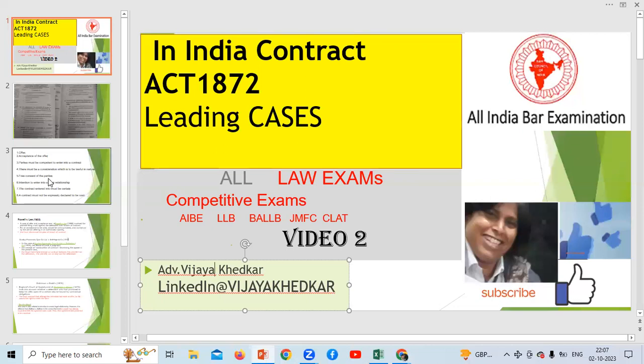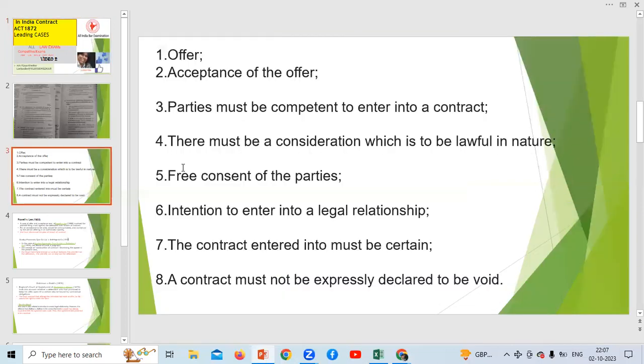Let us go to this slide first, where I'm mentioning once again the basics of the Contract Act 1872. This was the first year's course, so we have just lost some basics of the Contract Act. So let us continue. The first step in a contract is the offer, and then acceptance of the offer.